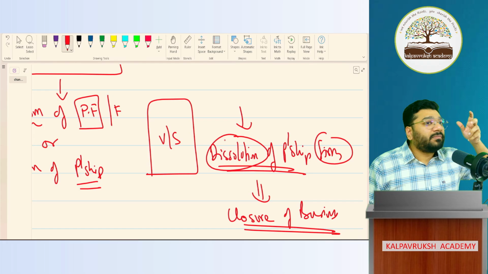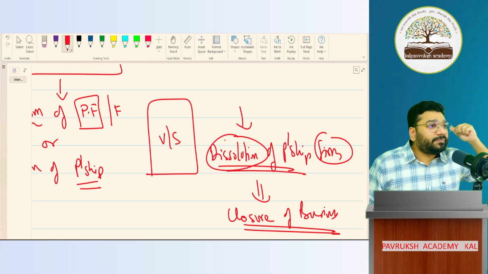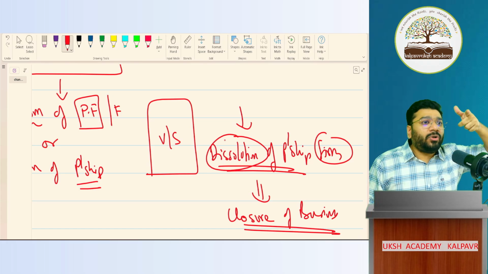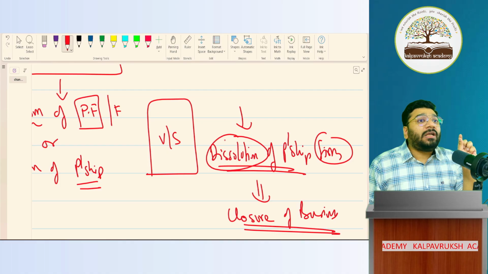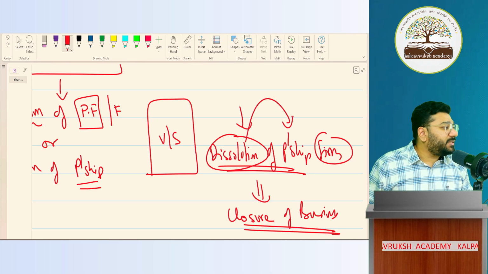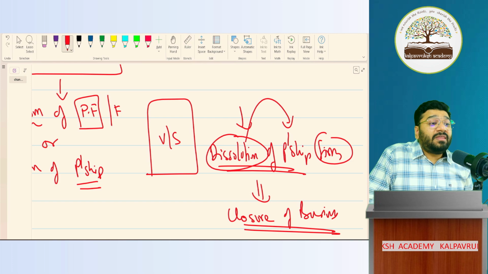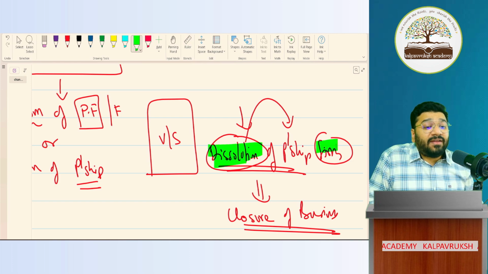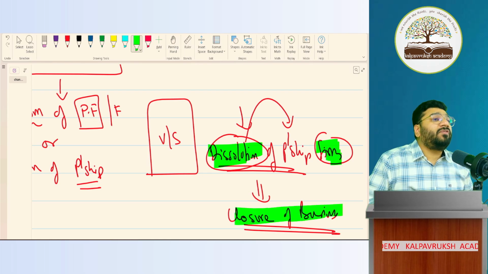Dissolve. ஒரு tablet தண்ணிக்குள்ள போட்ட என்ன ஆகும்? A white tablet, if I put in water, what will happen? It will get dissolved. After dissolution, you will not even know there is a tablet. Like that, when the business is dissolved, there is no existence of business. Got it, not got it? So, with the word dissolution, if I add firm, it means closure of business.